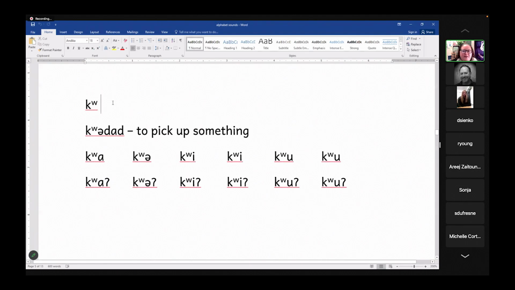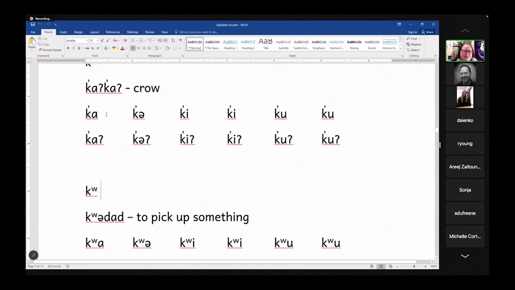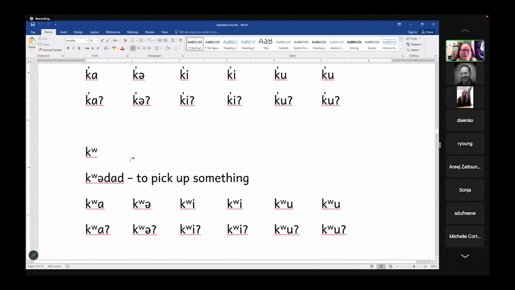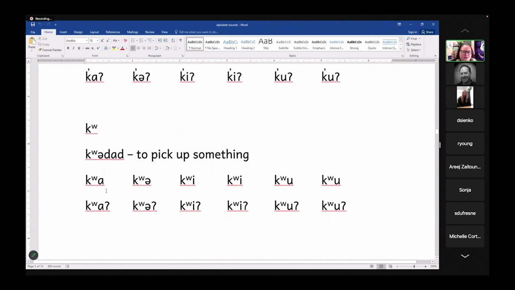So next we have K raised W. It makes the same sound as the regular K, except it's got that floating W, so you're going to be blowing out. Quadad, quadad, quadad, to pick something up. Let's do our sound chart. Qua, qua, qui, que, quo, quo.